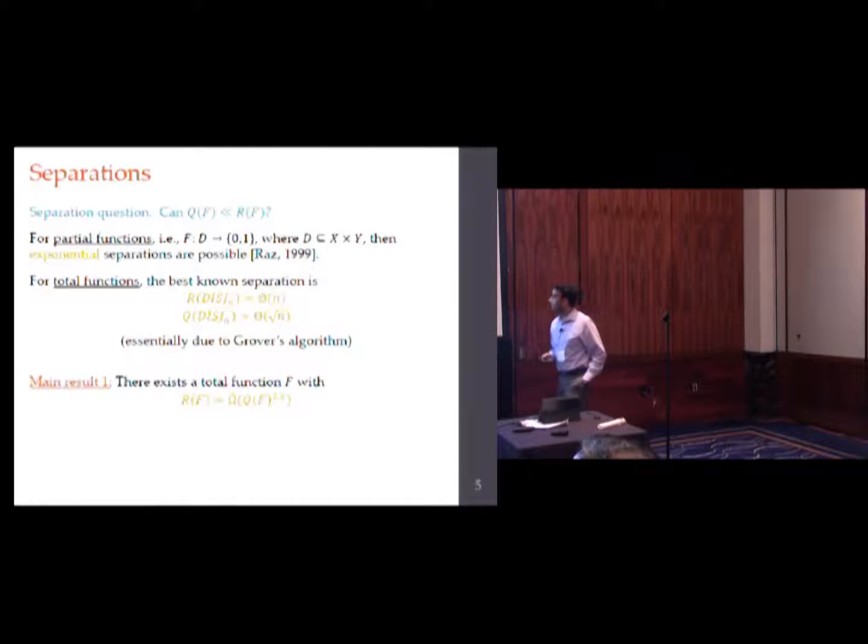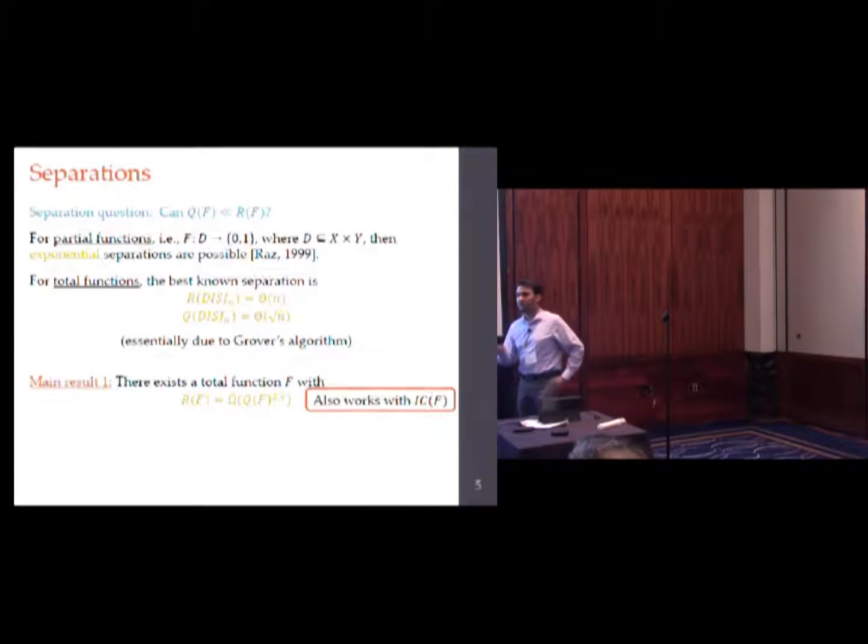All right, so this is our first main result. There's going to be two main results in this talk. And here are some fun facts about this result. Well, there's only one fun fact, which is that it actually also works with information complexity, which is a thing we heard about in the first talk.